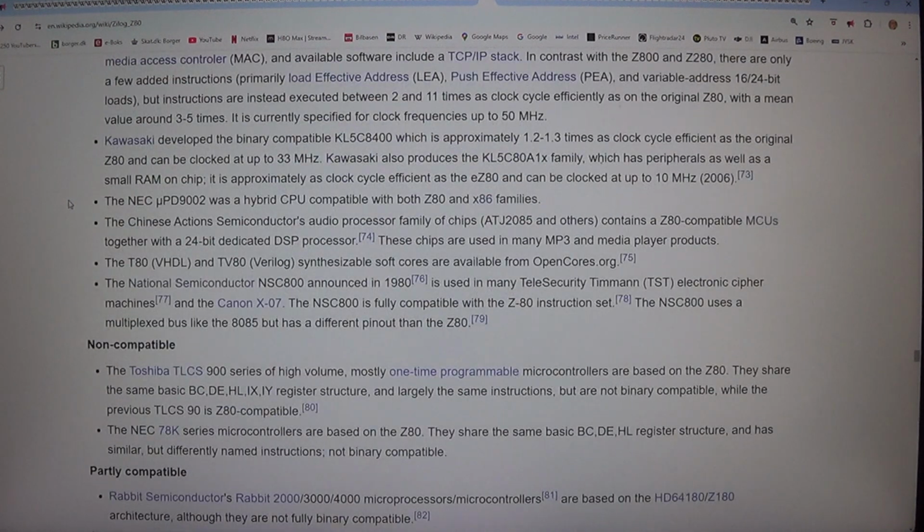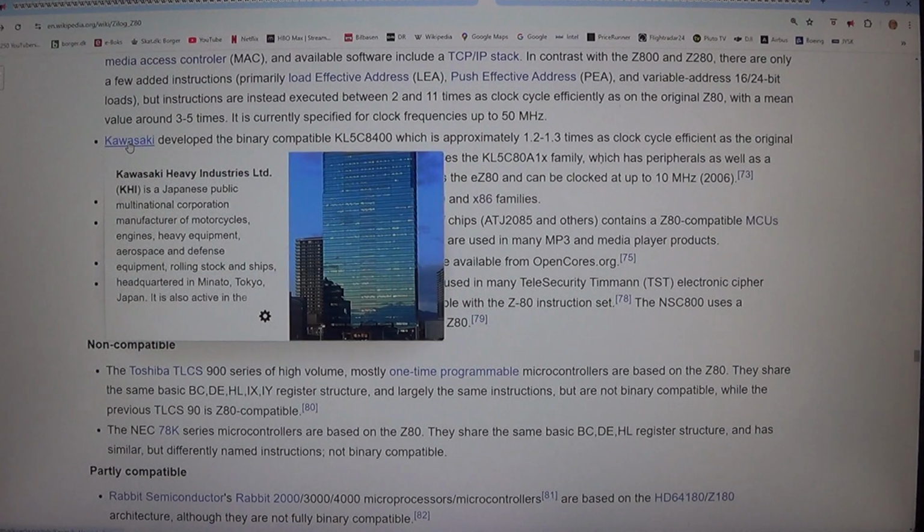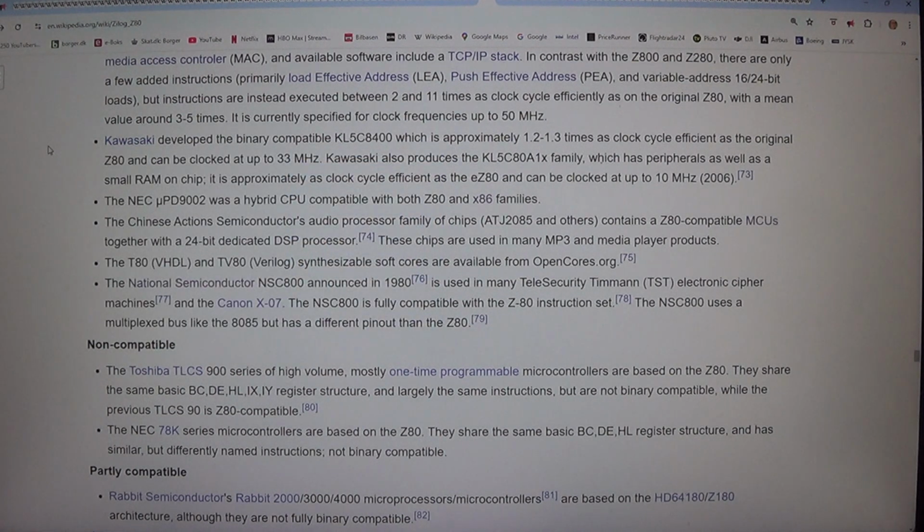5. Kawasaki developed the binary-compatible KL5C8400, which is approximately 1.2-1.3 times as clock cycle efficient as the original Z80 and can be clocked at up to 33 MHz. Kawasaki also produces the KL5C80A1X family, which has peripherals as well as a small RAM on chip. It is approximately as clock cycle efficient as the Z80 and can be clocked at up to 10 MHz, 2006.